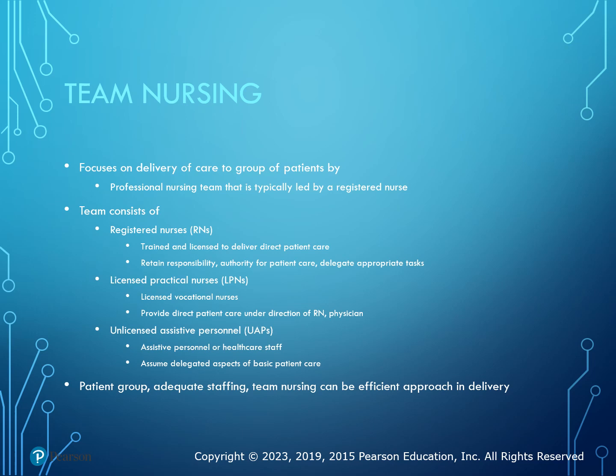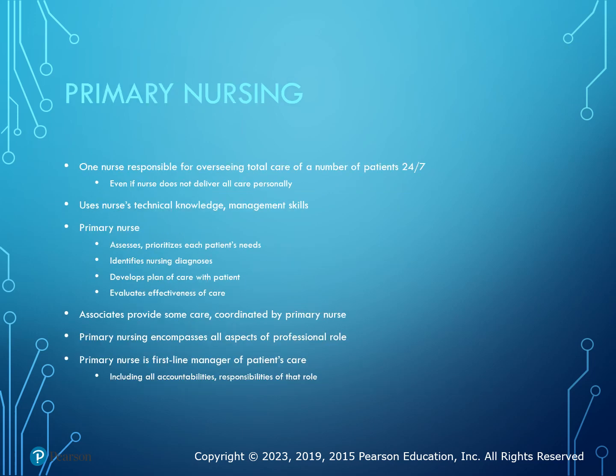In team nursing, the assigned team leader, which is the RN, is responsible for the overall care of the group of patients, so like a charge nurse, and uses delegation principles as needed to coordinate care between the members. Depending on the acuity, and there's that word again, acuity, of the patient group and staffing, team nursing can be very efficient. And team nursing does work. And sometimes in team nursing, you may have only RNs. You may not have any LPNs.